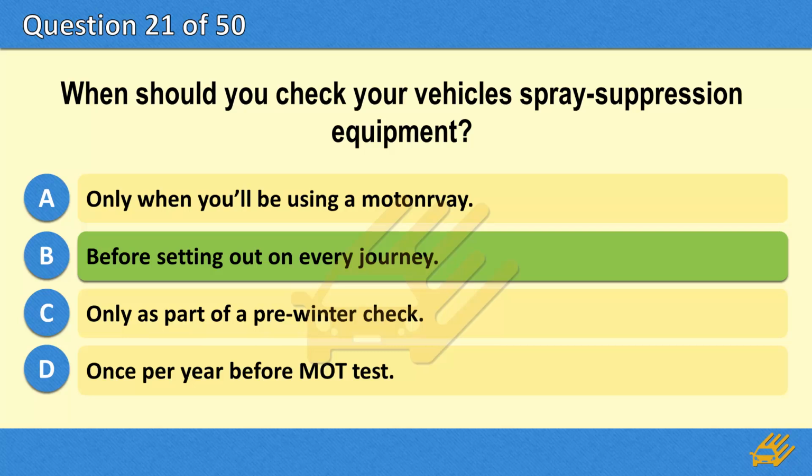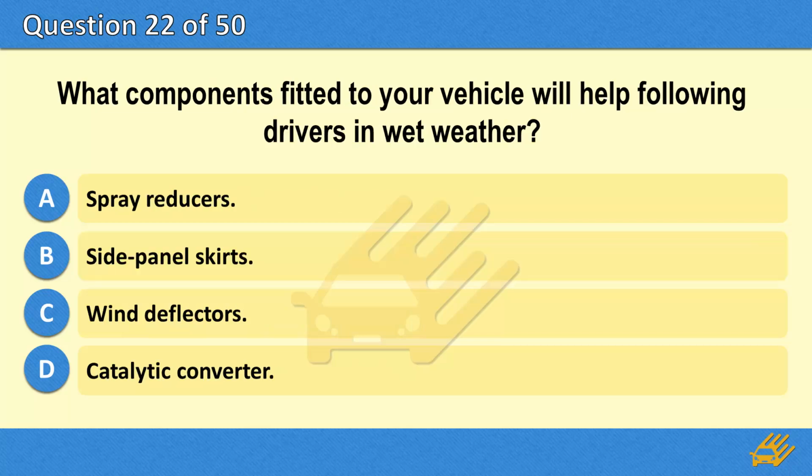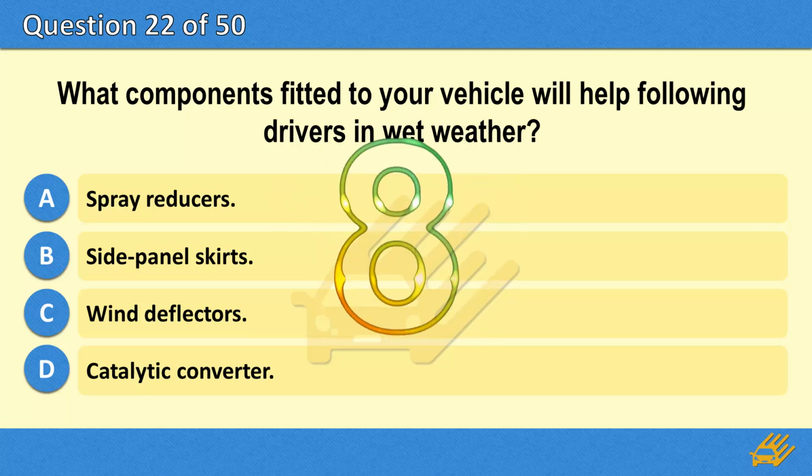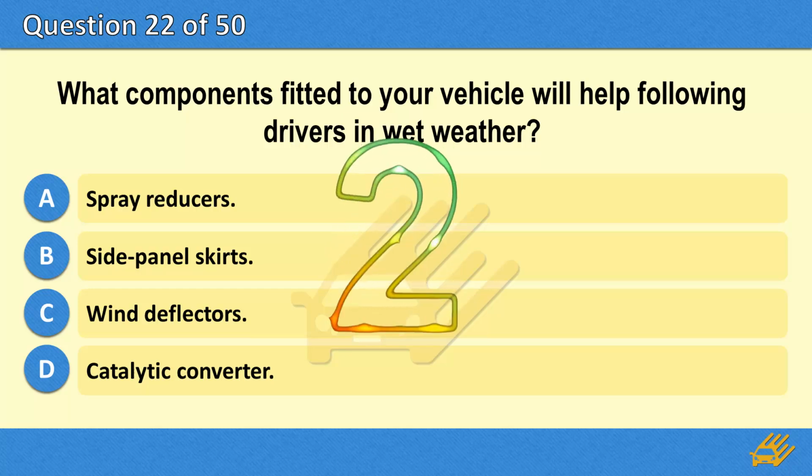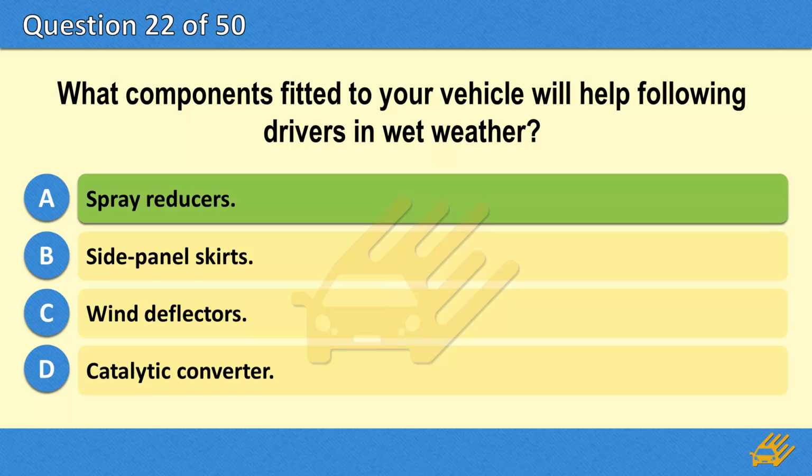The correct answer is B. Before setting out on every journey. What components fitted to your vehicle will help following drivers in wet weather? A. Spray reducers. B. Side panel skirts. C. Wind deflectors. D. Catalytic converter. The correct answer is A. Spray reducers.